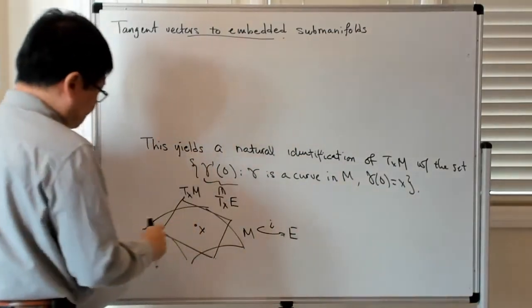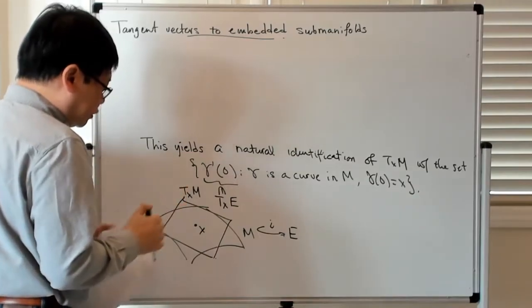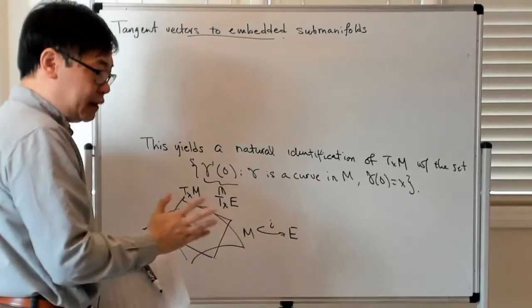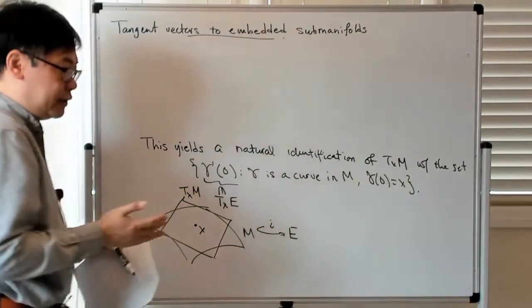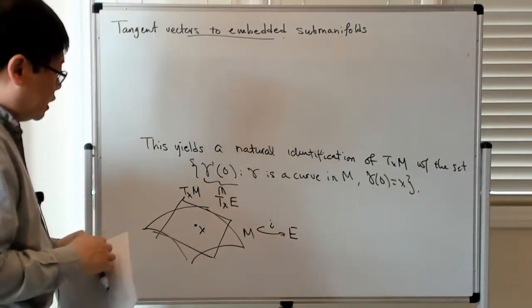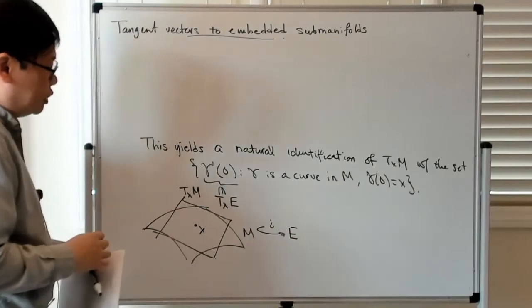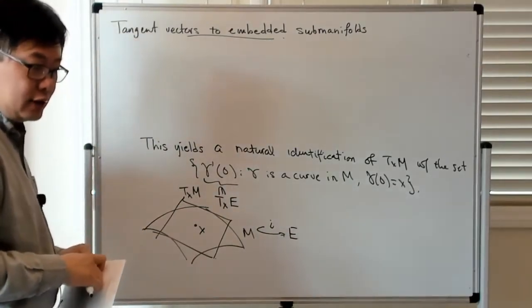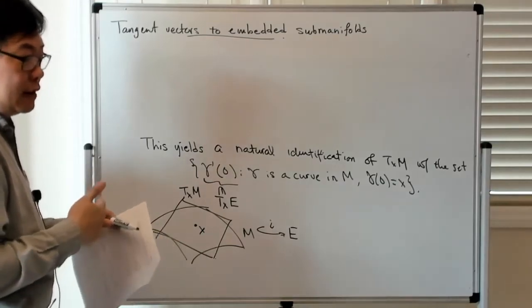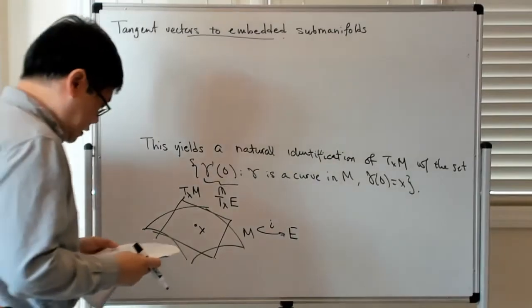So for the purposes of your intuition, it is oftentimes helpful to think of this manifold as being embedded. Of course, that's not necessary. And if you don't have an embedding, then you have to appeal to this more abstract notion of a tangent vector, where you think of it as a map from scalar-valued functions to the reals, right?